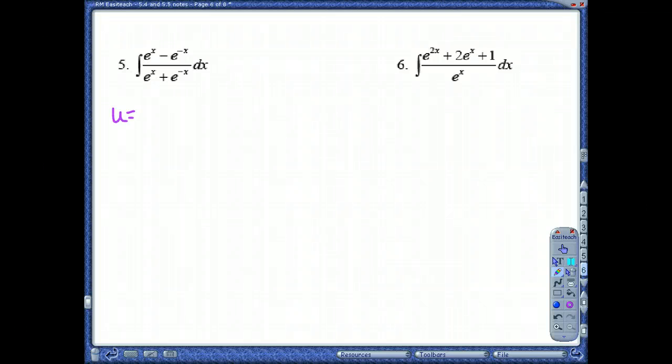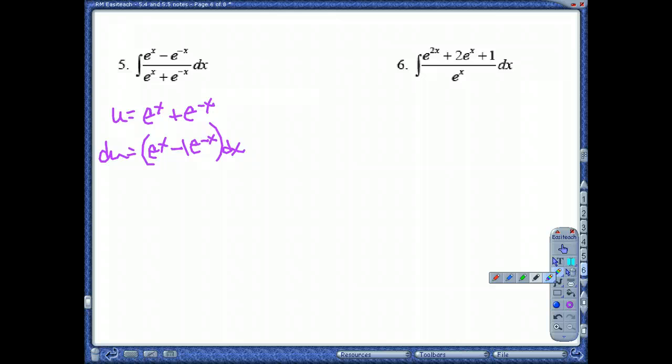So if you only have one exponential, if the power isn't a 1x, that's probably going to be your u substitution, that power. If you have more than one exponential, you're probably going to have to think bigger for your u substitution. Since I know that my du cannot be in the denominator, I'm going to pick the denominator for my u, the whole thing.